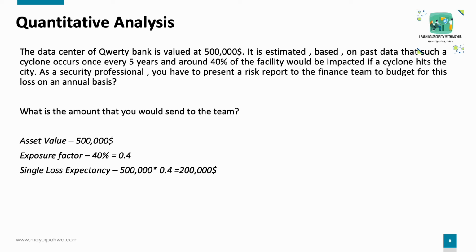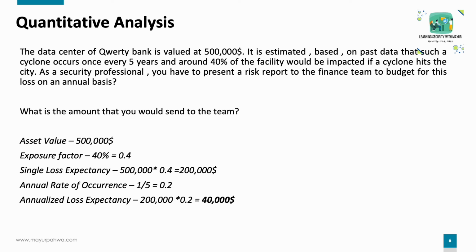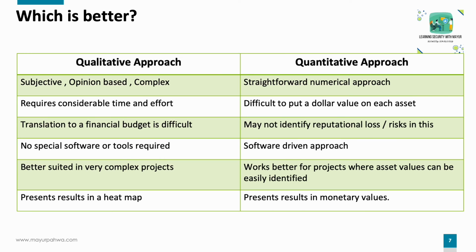Since we need to give the finance team an amount to budget on an annual basis, we need to calculate the ALE for the final answer. That can be obtained by multiplying the SLE with the ARO, which is 0.2. This results in an overall loss potential on an annual basis of around $40,000. Such questions are quite common in the certification exams, and hence it would be good to remember the mathematical equations in this regard. Okay, so which approach is better?